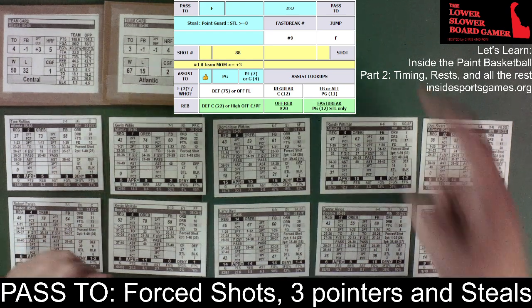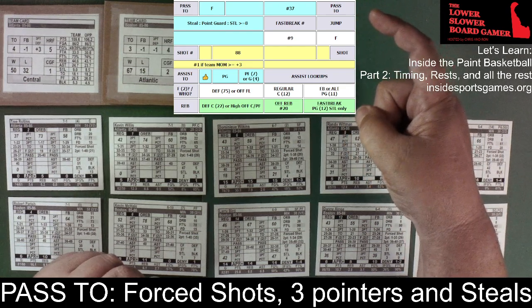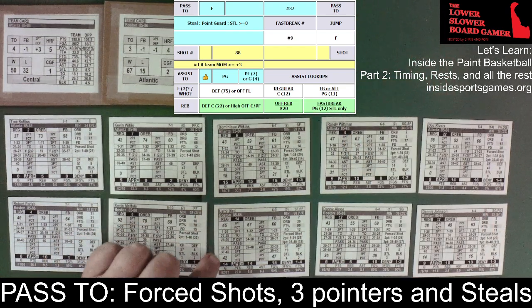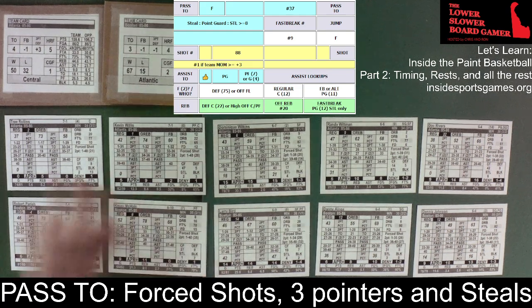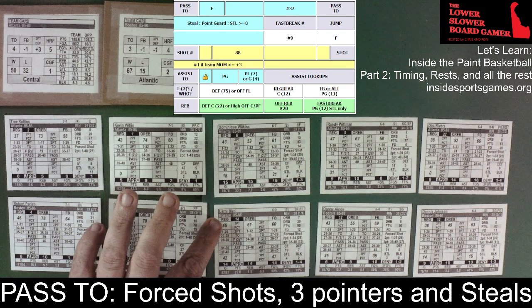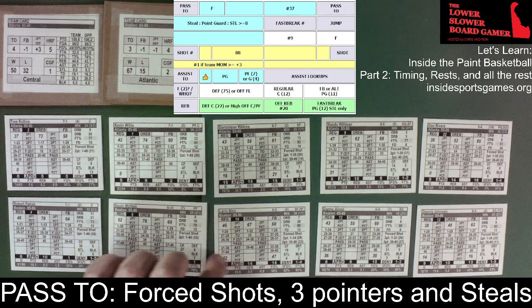So we're going to go over here to the shot number, which is 37. So you're going to look down. 37 to 40 is a 3-point shot. So he's going to need a 42 or less in order to make the 3-point shot. You do this just like the regular shot. You need 46 or less. Well, for a 3-pointer, you need 42 or less.